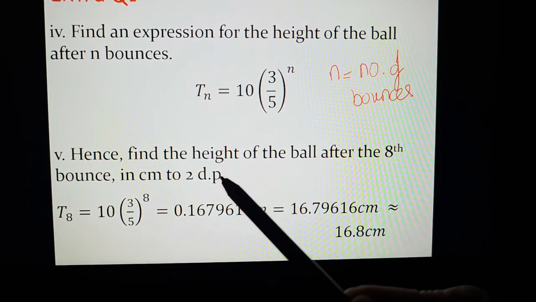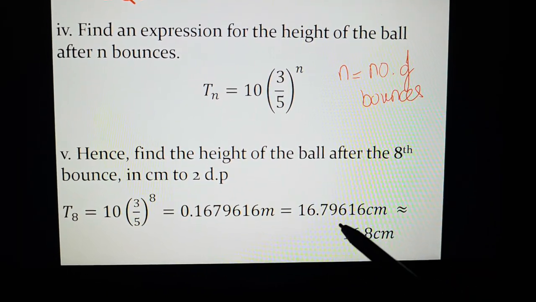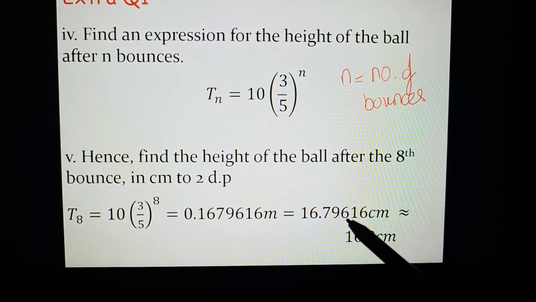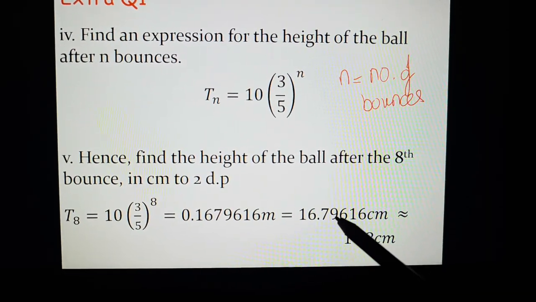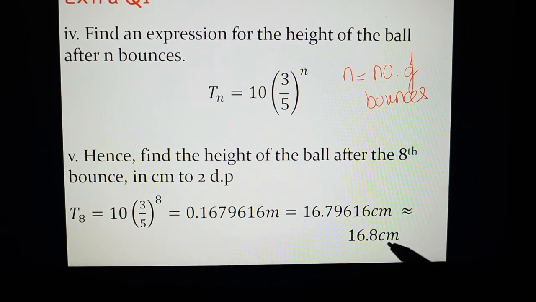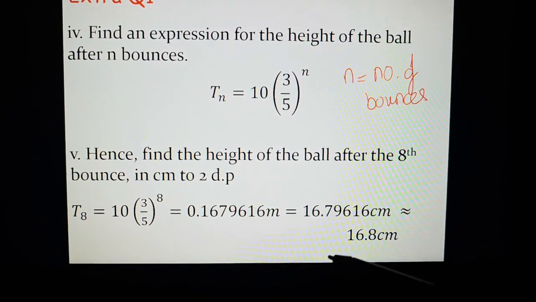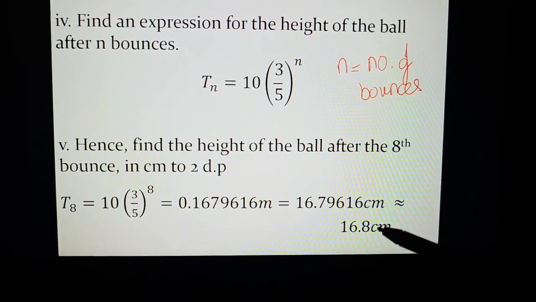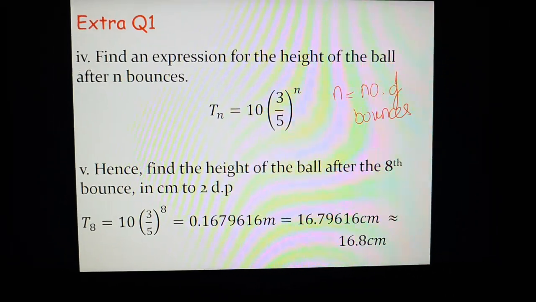They also want me to round it to 2 decimal places. So that means I will look at the 6. The 6 will mean the 9 has to turn into a 10. That means you add a 1 onto the 7. So 16.8 centimetres. After 8 bounces, the ball has bounced back up to 16.8 centimetres in height.